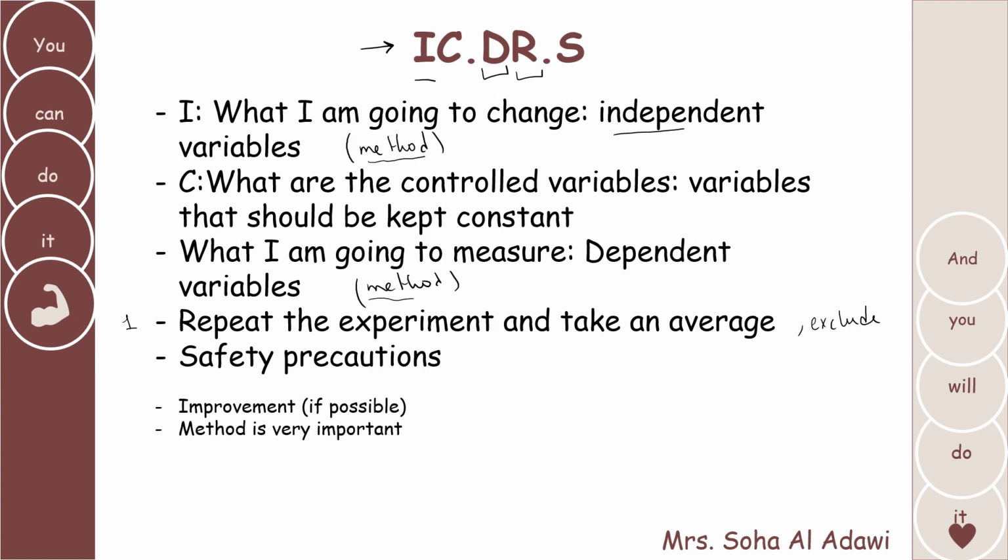And one more time, the method of the experiment, the methodology, is very important. Okay? So, ICDRS: independent variable, controlled variable, or what we are going to keep constant, dependent variable, what we are going to measure, repeat the experiment, take average and exclude anomalies, and the safety precautions.